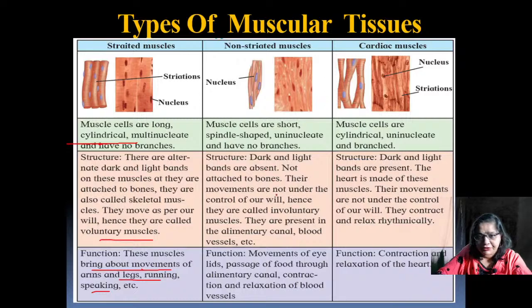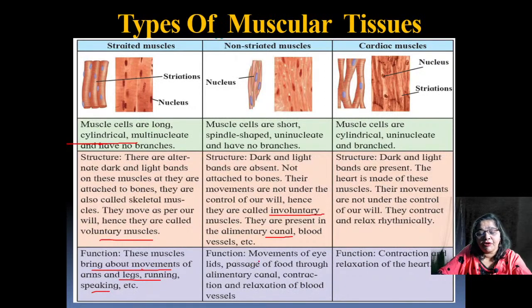They are not attached to the bones at all, and their movements are not under the control of our will. That is why they are called involuntary muscles, because they are present in the smooth organs like the alimentary canal and the blood vessels like arteries and veins. They are also called smooth muscles.